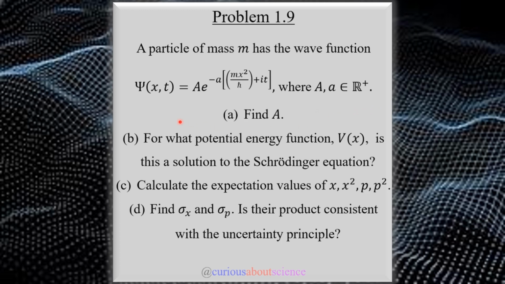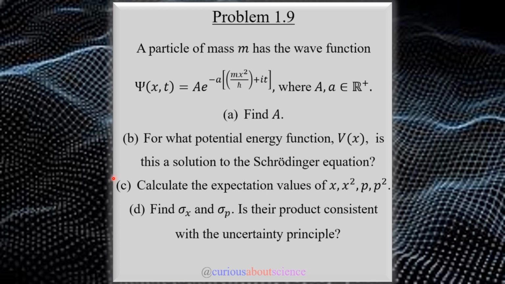Part B: for what potential energy function V of x is this a solution to the Schrodinger equation? Remember, we have the Hamiltonian making this equation, and the Hamiltonian was an energy operator. So we needed a kinetic term and a potential term, hence the potential energy function. Here we're solving the Schrodinger equation in reverse. Normally we're given the potential and finding the wave function, but for this example, we're using the wave function to verify what the potential is.